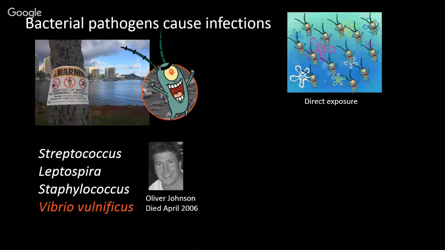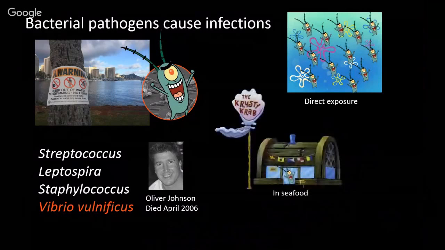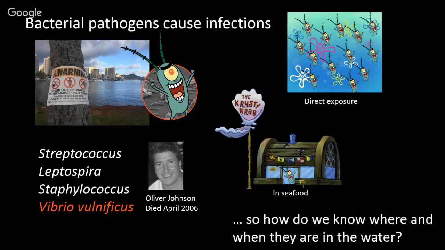And so you might get an infection from direct exposure. If you have an open wound, it'll be infected. Another way is that it will get into our seafood, and we'll eat it in crabs and other seafood. So we really want to know where and when they're going to be in the water.